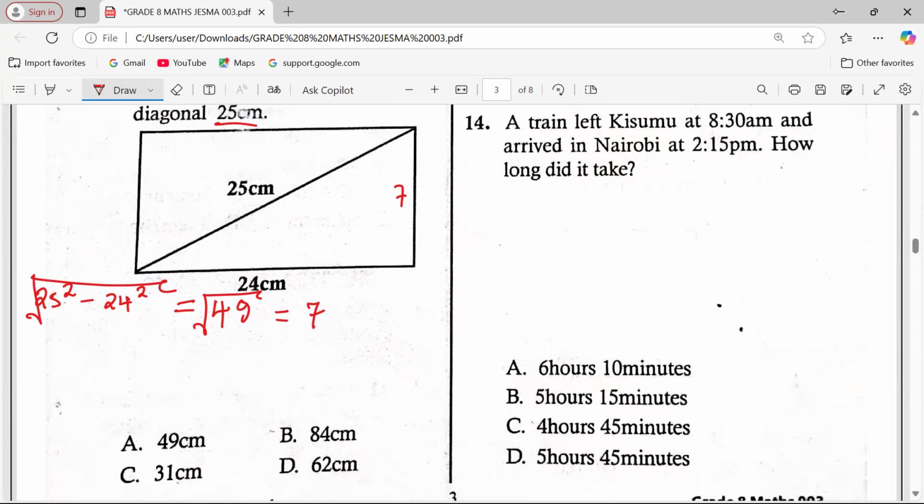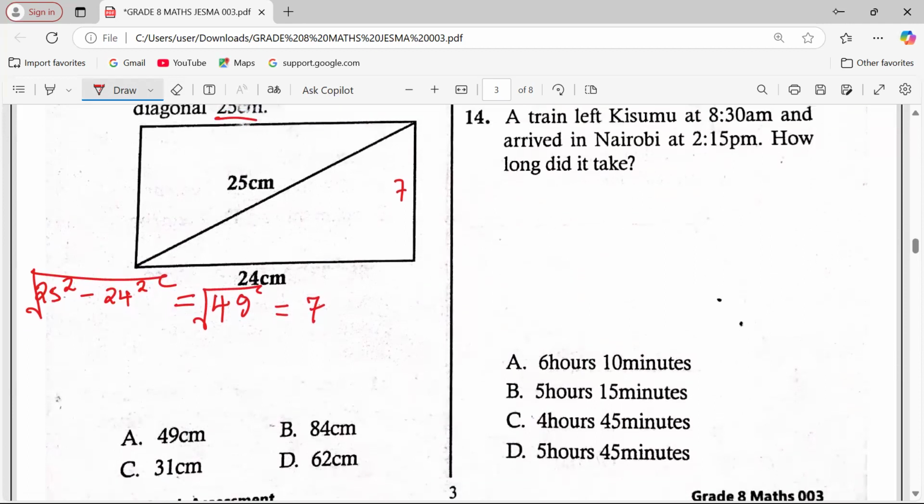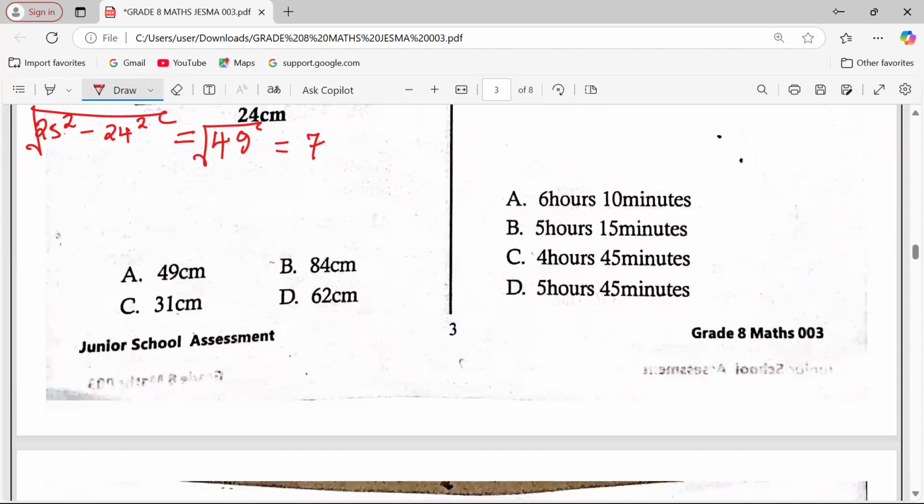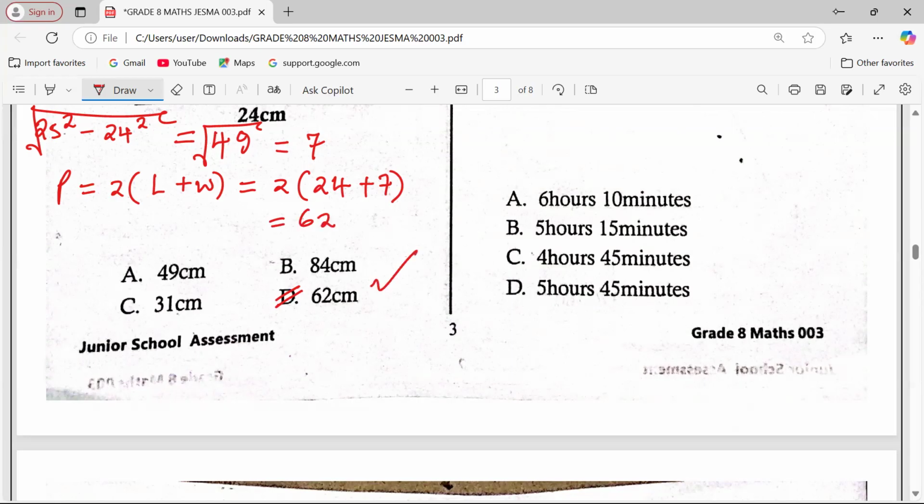Now, the meaning of perimeter is when we add the boundaries of this figure. Therefore, we need to say perimeter of a rectangle is given by 2, the sum of length and width. So this is going to be 2 times 24 and 7. 24 plus 7 is 31. 31 multiplied by 2 is 62. So the correct answer is option D.